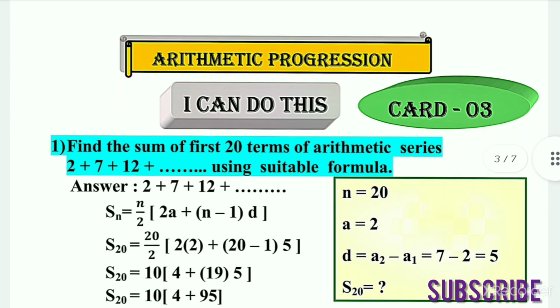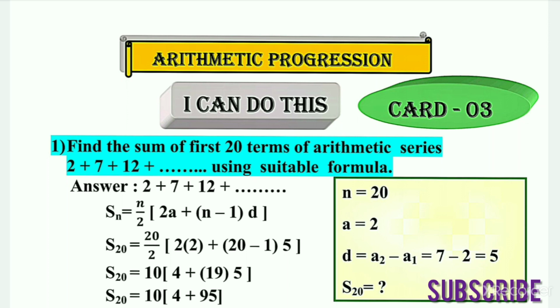Next, card number 3 has come. In this, I am going to explain the Sn formula. First question: find the sum of the first 20 terms of the arithmetic series 2 + 7 + 12 + ... using a suitable formula. One clue word is there: find the sum of first. When this word comes, we should utilize only the Sn formula.